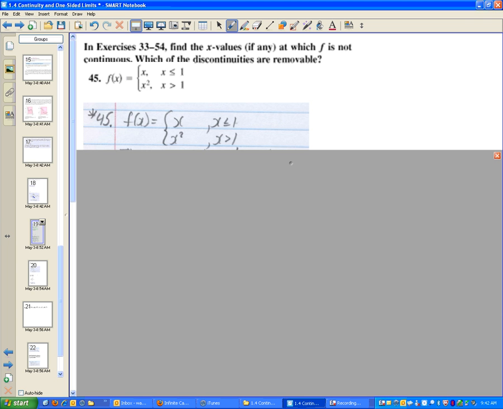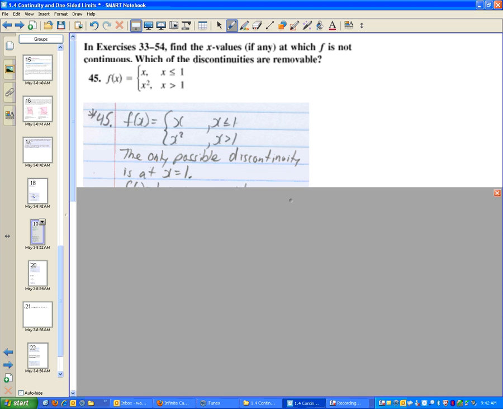On 45, the top piece, f of x equals x, that's a line, so that's continuous throughout its domain. The bottom piece, f of x equals x squared, that's a parabola, so it's continuous through that domain. So all we need to check is, do the two different graphs connect up when x equals 1? That's what we need to check. The only possible discontinuity is at x equals 1.